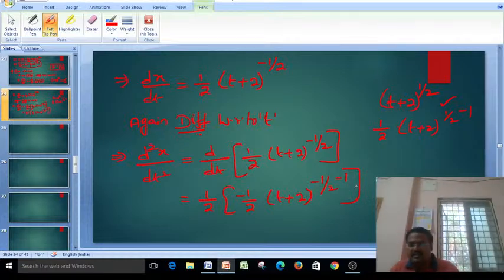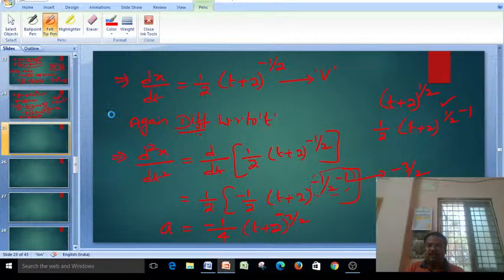So finally the power value is minus 3 by 2, and the coefficient is minus 1 divided by 4. So finally this is minus 1 by 4 into t plus 2 whole power minus 3 by 2. The first one is the velocity v, and this other one is the acceleration. Acceleration you got here, so both values you got. Let us take these values.